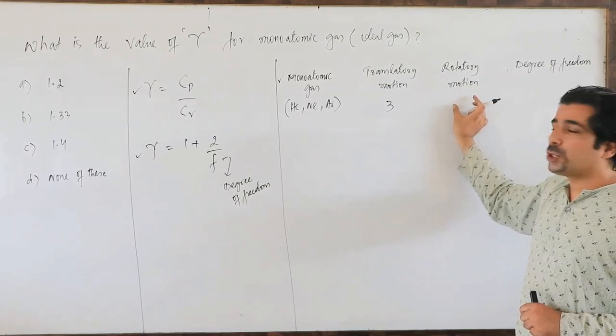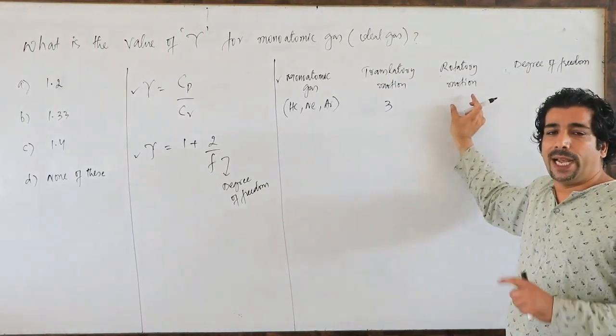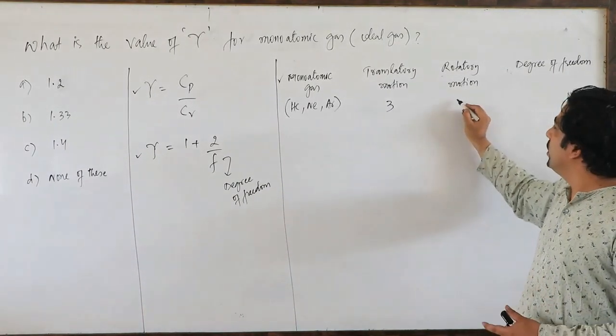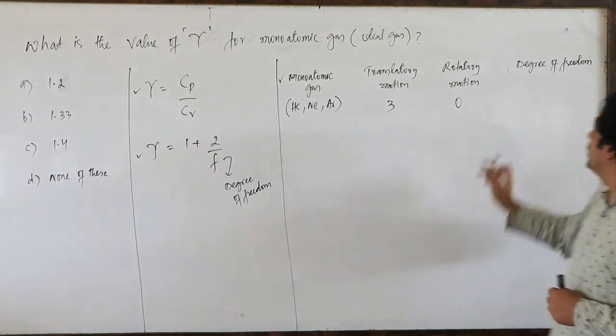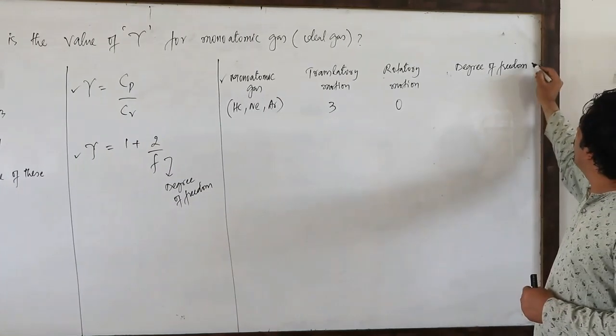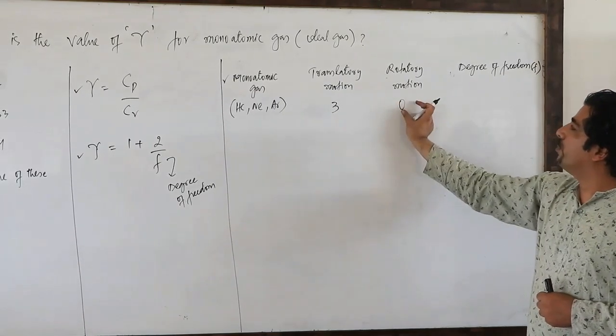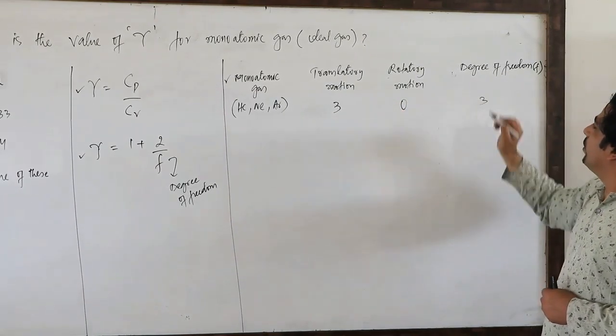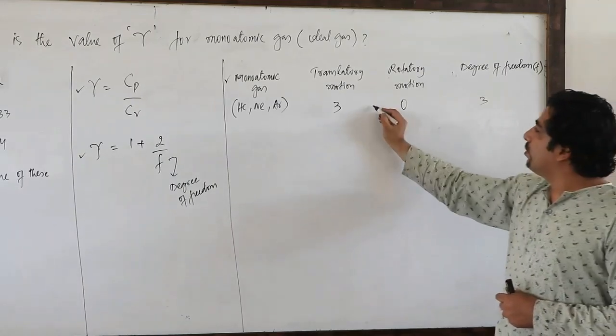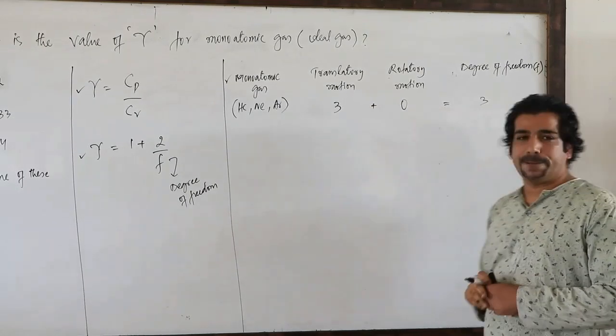But it does not show the rotatory motion along any of the axes. So this will be 0. And this degree of freedom, which is F, is equal to translatory motion plus rotatory motion. Yes or no? So this will be 3. So it's a sum of these two, my dear friends.